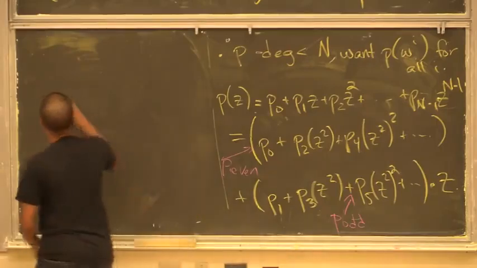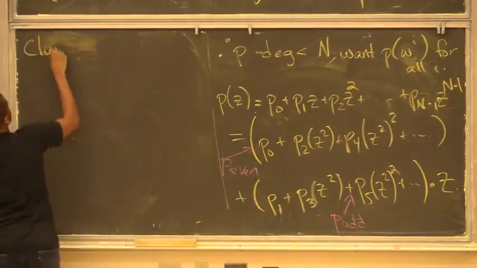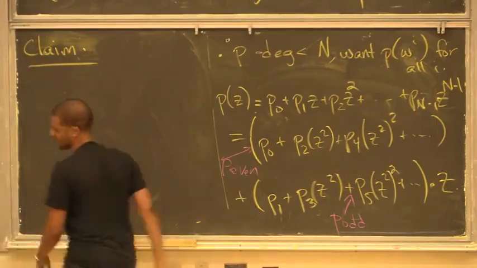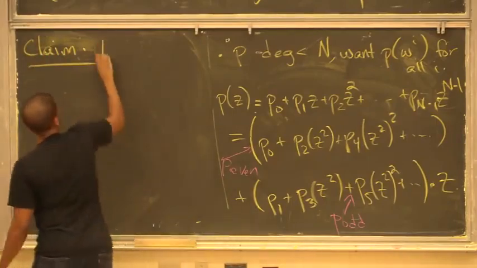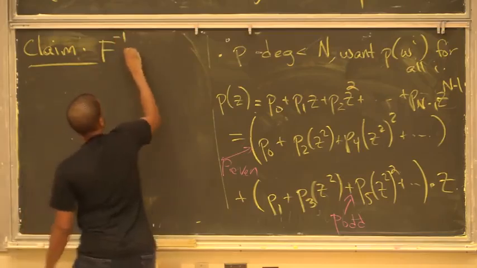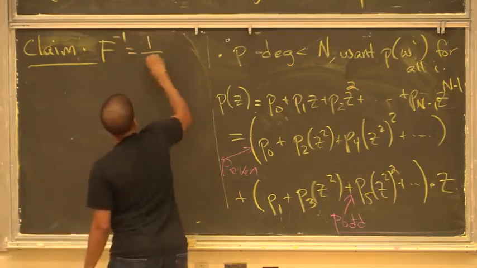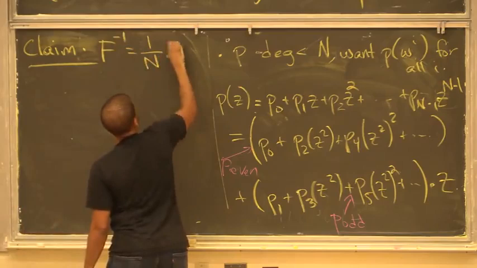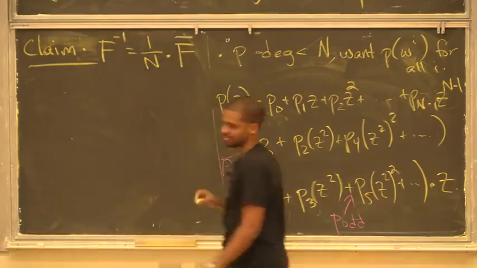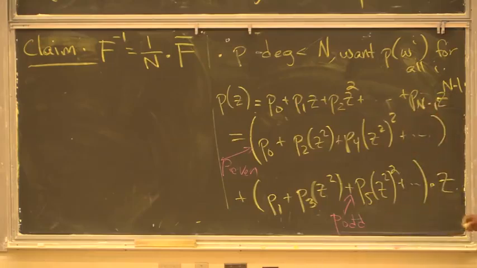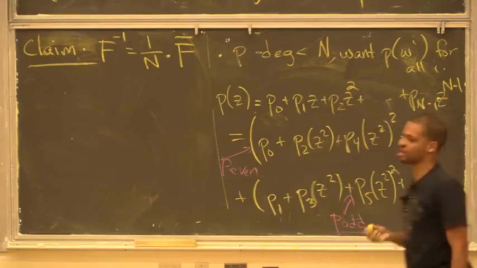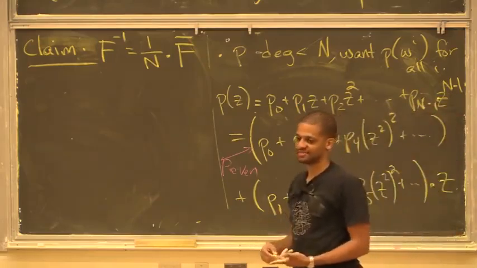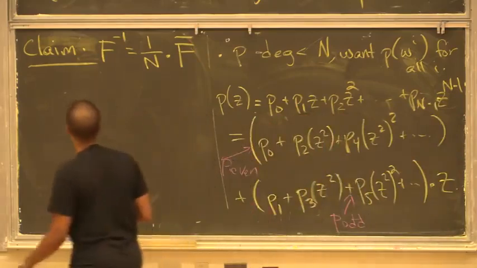So, claim: F inverse is just 1 over n times F bar. What do I mean by bar? I mean complex conjugate, entry-wise. Right? So people remember complex conjugate? Reminder.